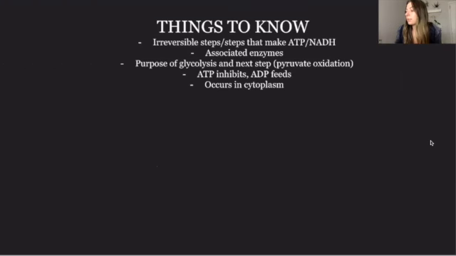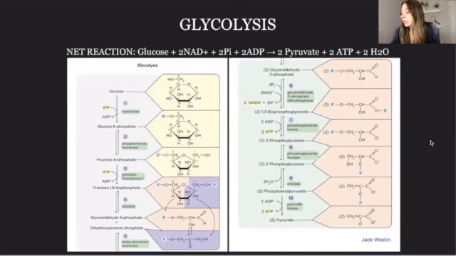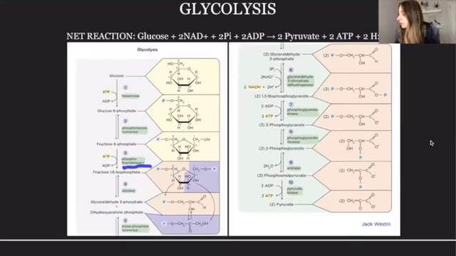And I think I have a couple other things labeled. The enzymes associated with the irreversible steps. So I think it's hexokinase on the first one, and then phosphofructokinase, and then pyruvate kinase. So know those and know a little bit about where you're going.